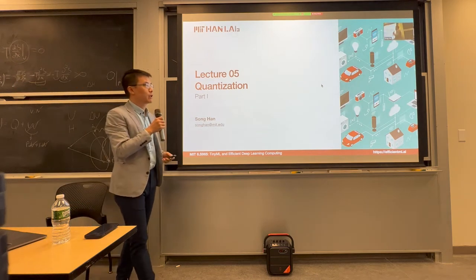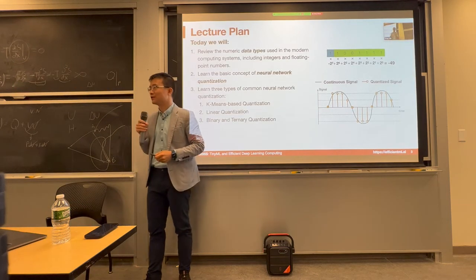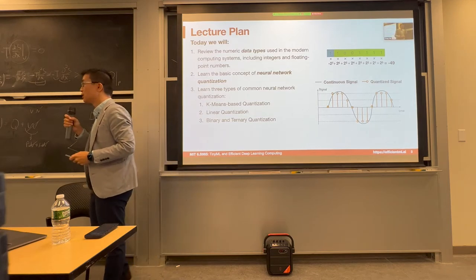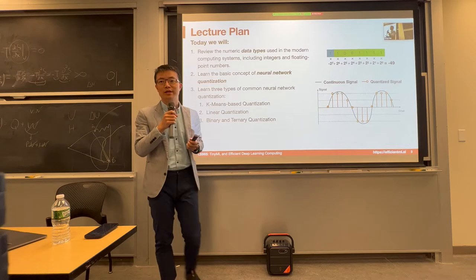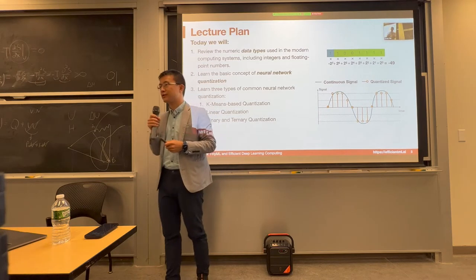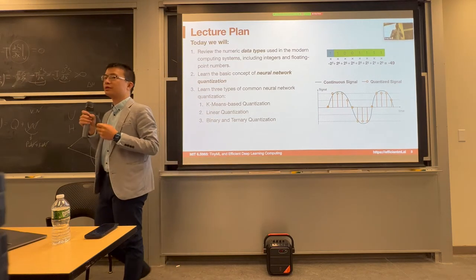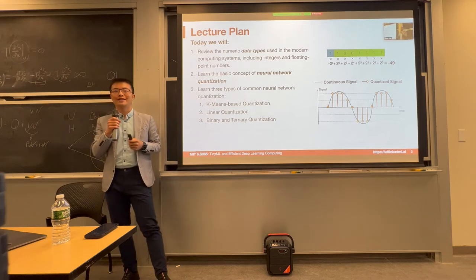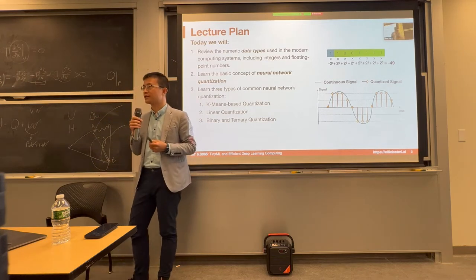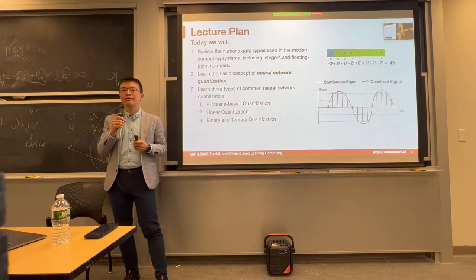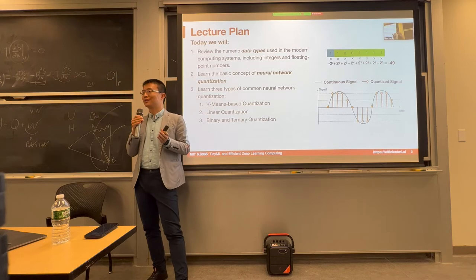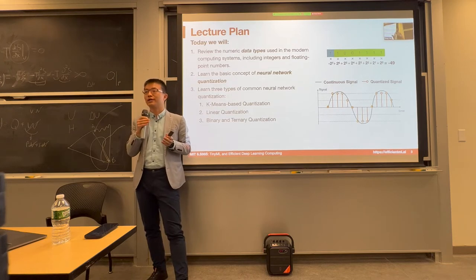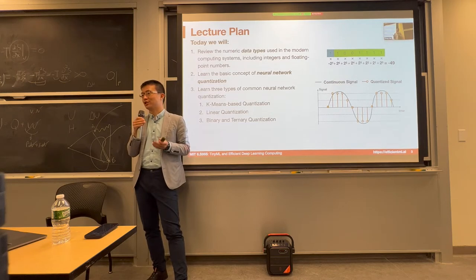Hey, so in this lecture, we are going to talk about quantization. In the previous lecture, we talked about pruning techniques that can help reduce the number of parameters in a neural network. The number of weights times the bit width per weight equals the total model size. So one method to reduce the model size is by reducing the number of connections. The other way is to reduce the number of bits used to represent each connection.